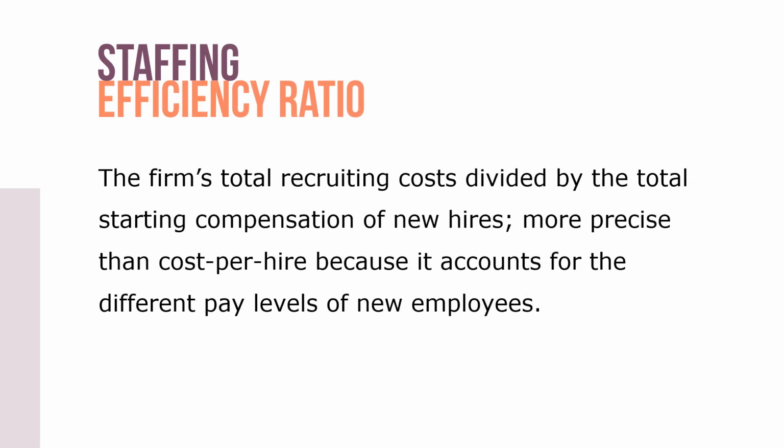The staffing efficiency ratio takes into account the firm's total recruiting costs divided by the total starting compensation of new hires. It is more precise than cost per hire because it accounts for the different pay levels of new employees.